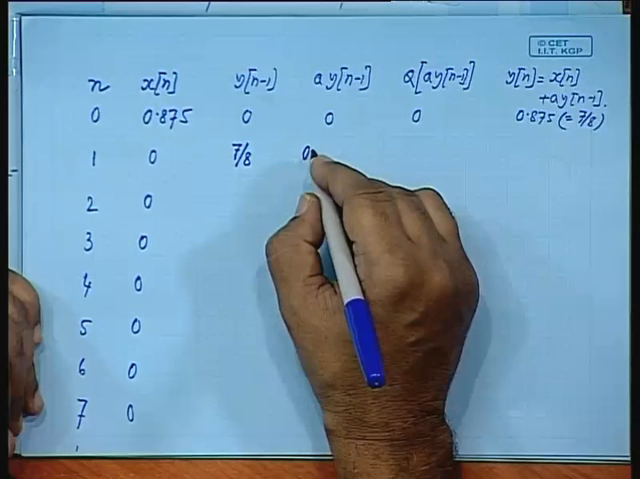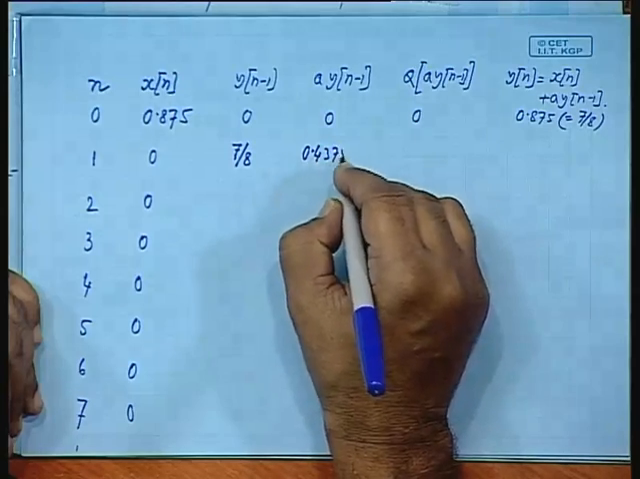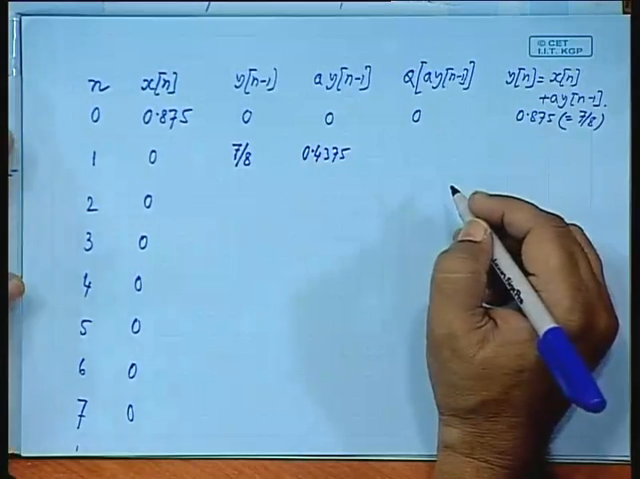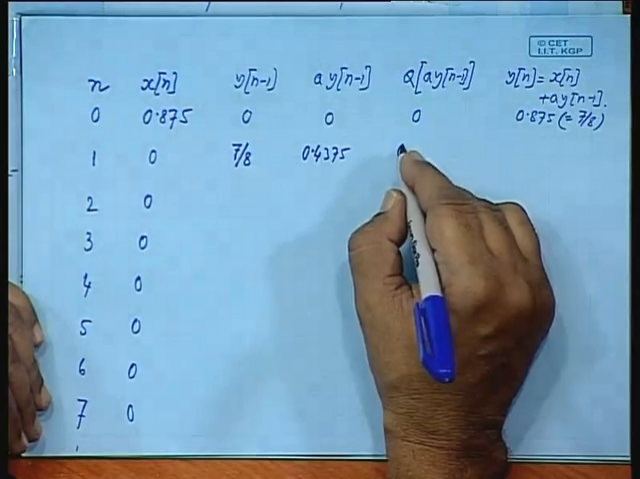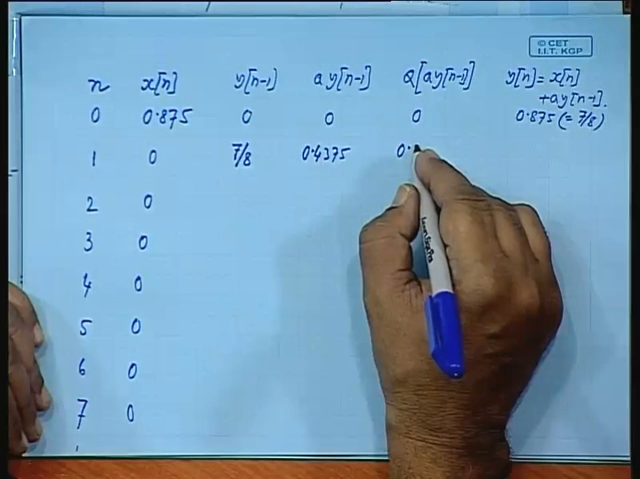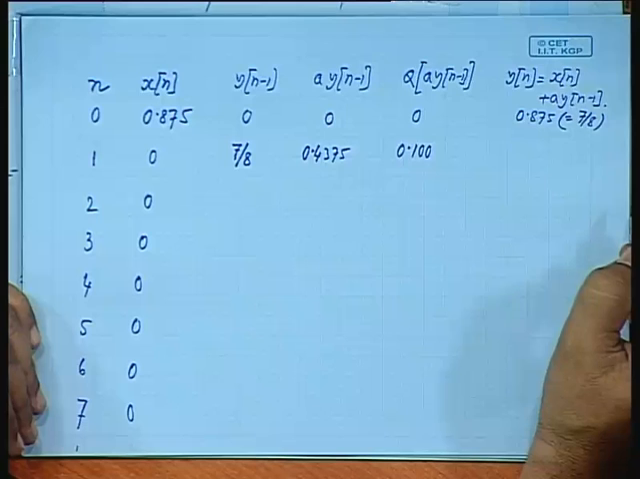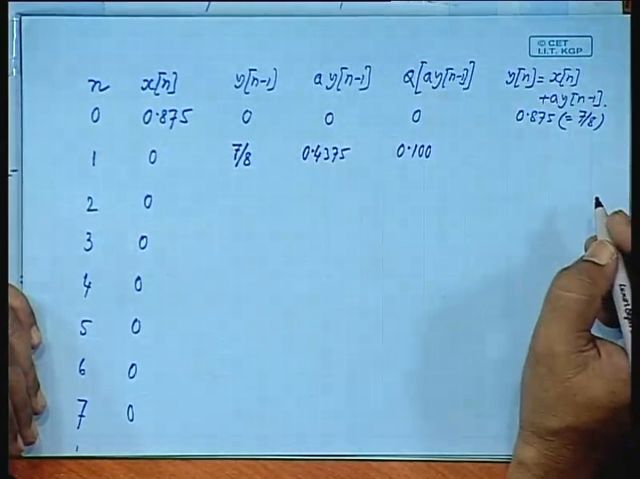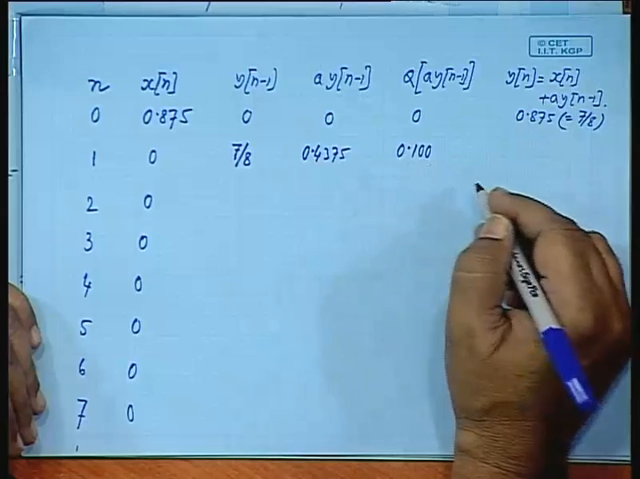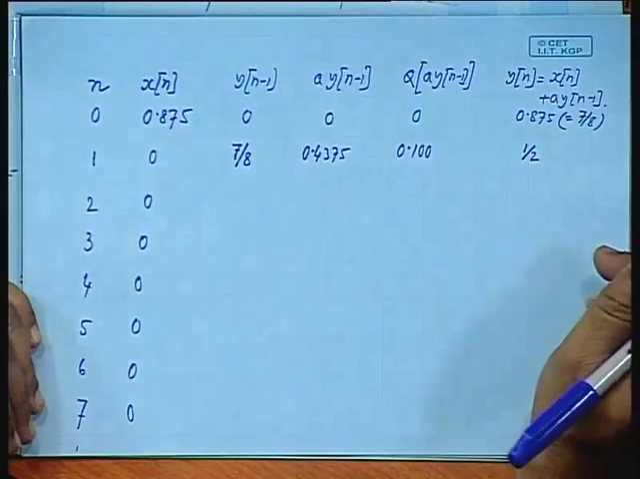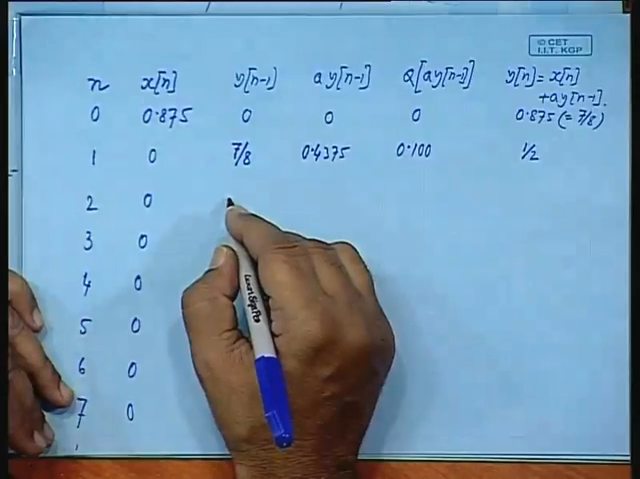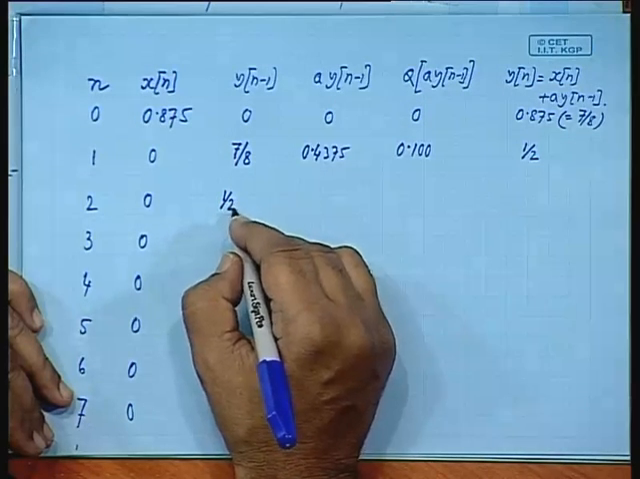So, that is 0.4375, and if I quantize it by a 3-bit quantizer, then I will write the quantized value or rounded off value 0.100. If we round it off, it will be 0.100. So, that will be equal to half. If it is on the higher side, as you round off a decimal quantity, it will go to the other side, and then this one is half.